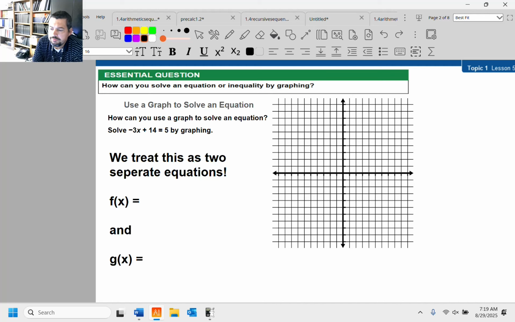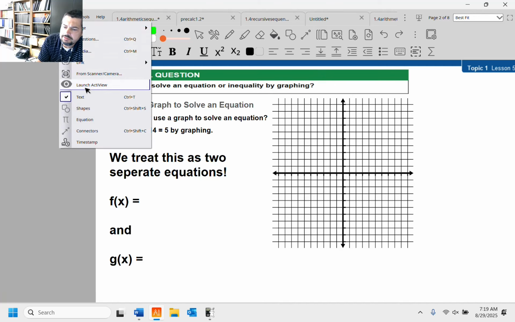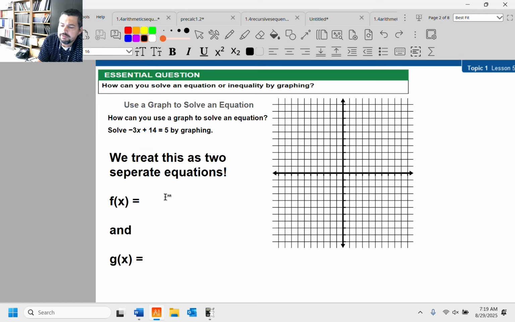This is section 1.4, which is solving by graphing. And with my students, I've already been over this, but you solve an equation by graphing by treating the left-hand side as its own equation and the right-hand side as another equation.